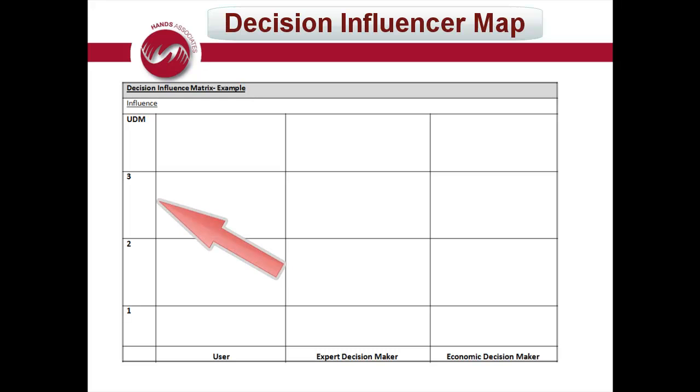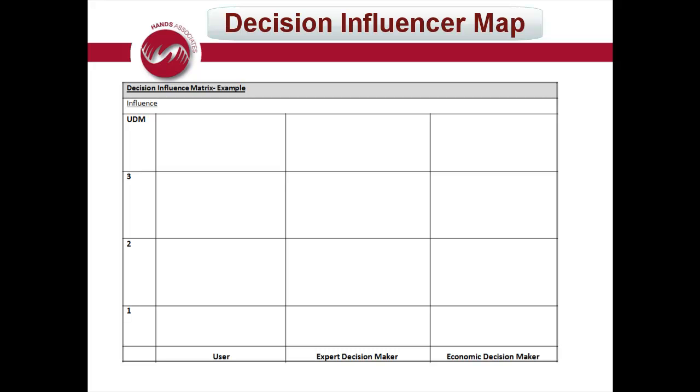Now, on the vertical axis, the numbering relates to the level of power or influence that the person has within the decision-making unit. Number 1 is the lowest, and ultimate decision maker is the highest. The ultimate decision maker being the person who has the power to ratify or veto the decision, and we will use these criteria to determine where on the grid you place the individual.